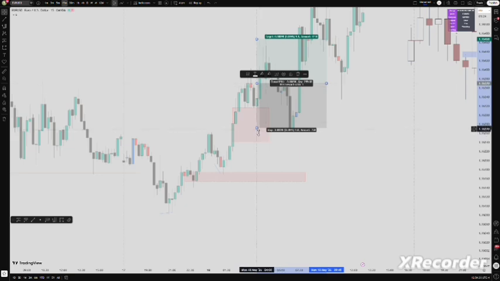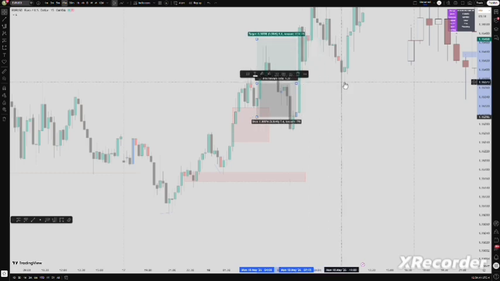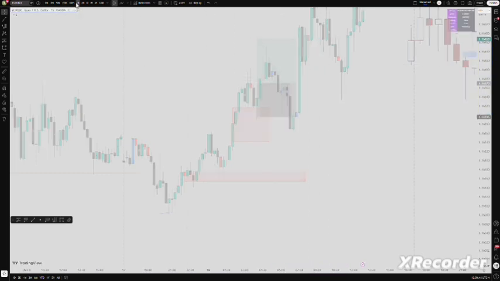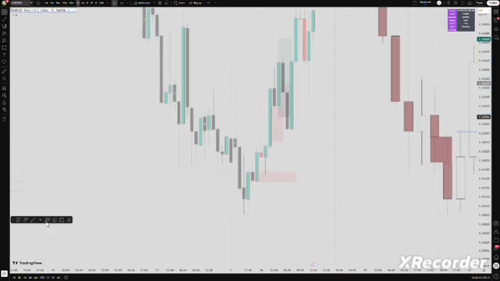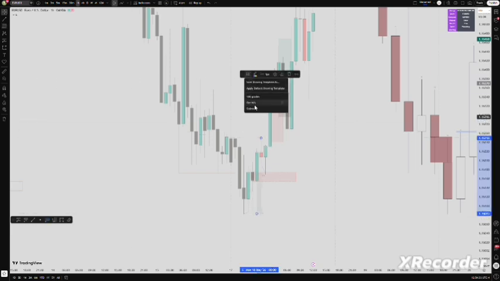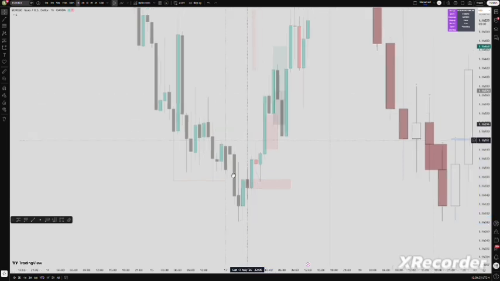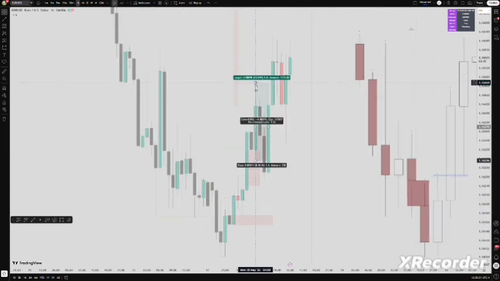Let's see if it did print at points. Yes, it did. As at 1 a.m. we printed into this propulsion block. We created a precision swing point on EU. It was a bearish candle, and we had the continuation sequence printing the bearish candle, and we had SMT confirming the PSP into a propulsion block.